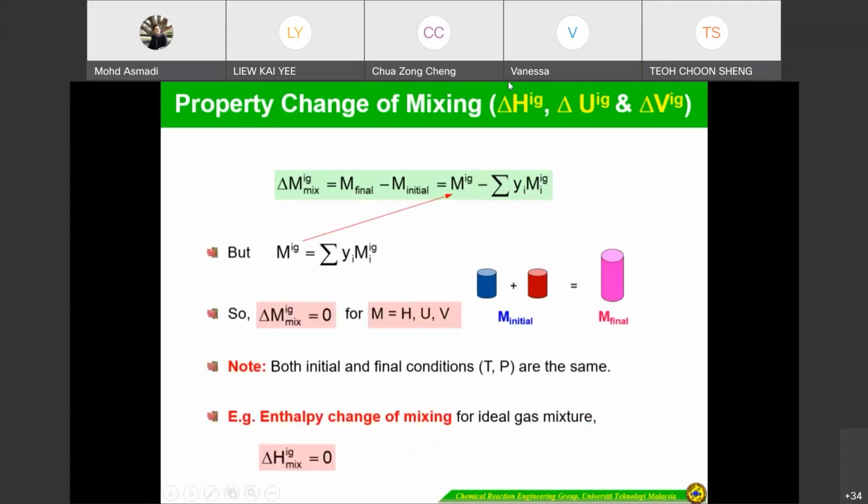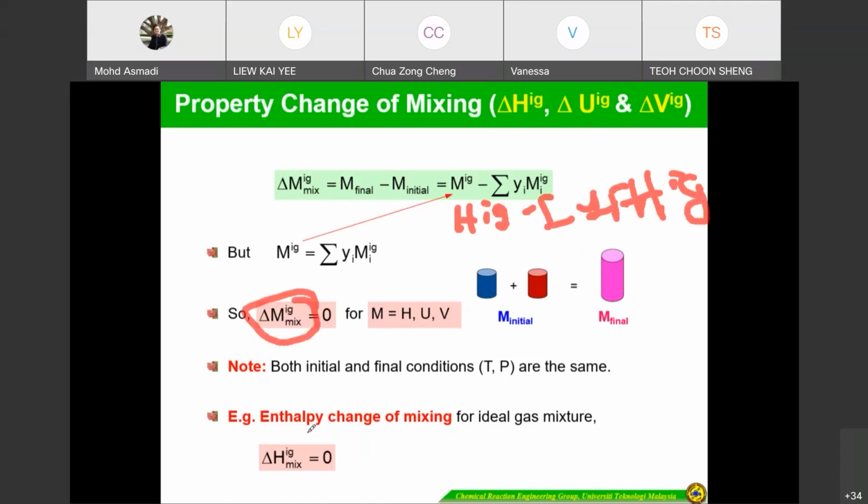If you look here, for the property change of enthalpy, internal energy, as well as the other one, delta V^ig is equal to 0. So delta M^ig mix equals M final minus M initial. It's similar to H^ig just now, minus the summation of y_i H_i^ig, so equal to 0.